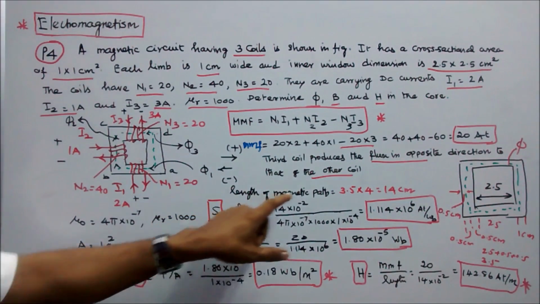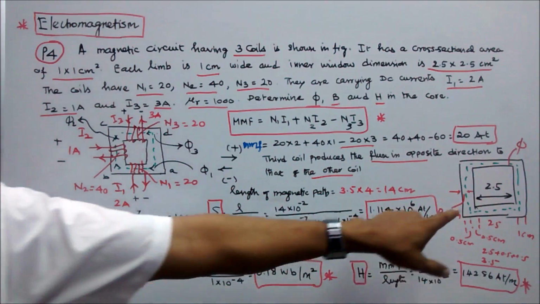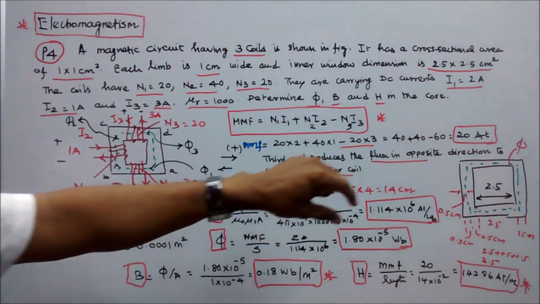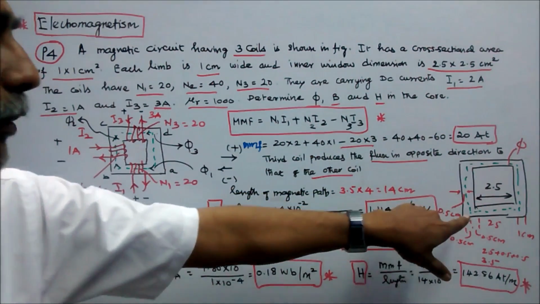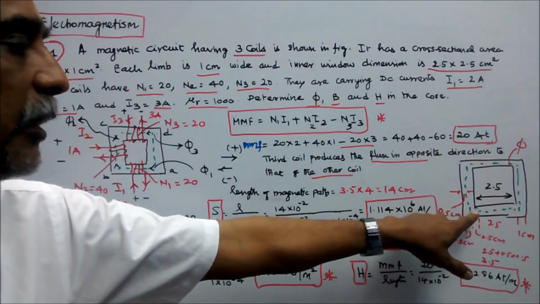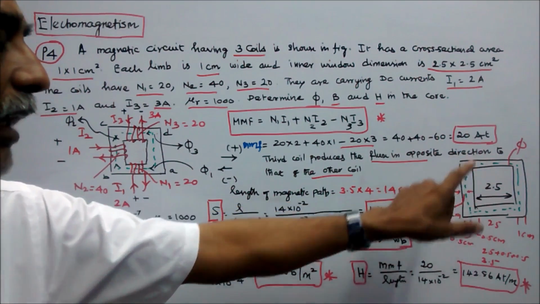I can find the length of the magnetic path. Here this length is 2.5. Each limb width is 1 centimeter. This is 0.5. This is 0.5. This green is the magnetic flux.